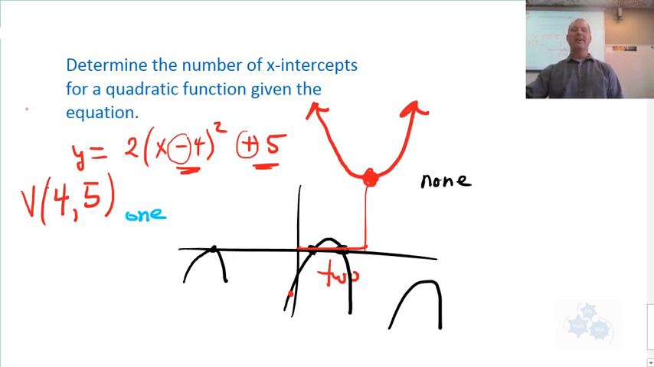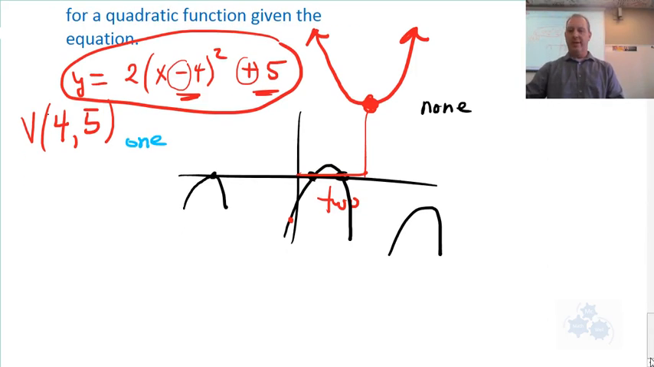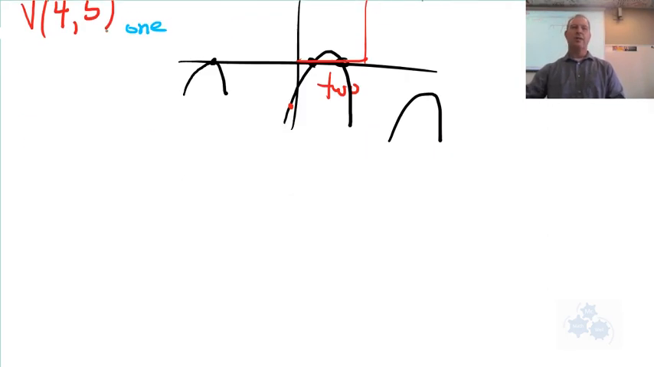So how many intercepts for this particular function right here? 0. It opens up and it's above the x-axis. So 0. Does that make sense? Okay. All right. That's good. I'll give you a couple more examples.